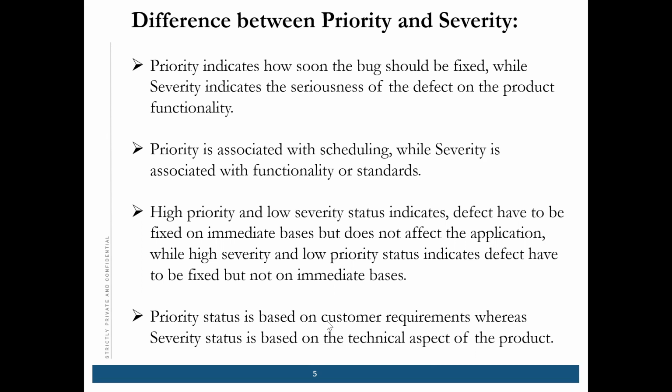Priority status is based on the customer requirement, while severity status is based on the technical aspect of the product. Okay. So priority status is what? Customer requirement. Like customer wants this as soon as possible, then it will be high priority. Otherwise, it will be low priority. While severity is based on the technical aspect.